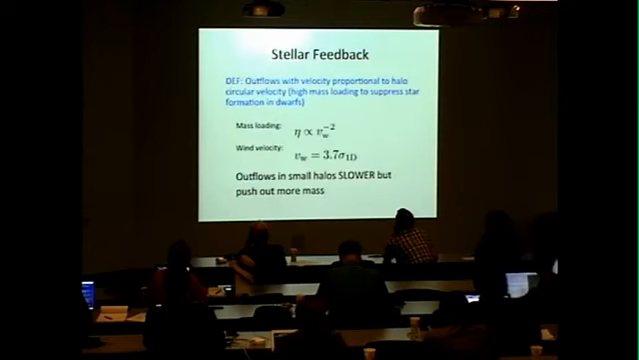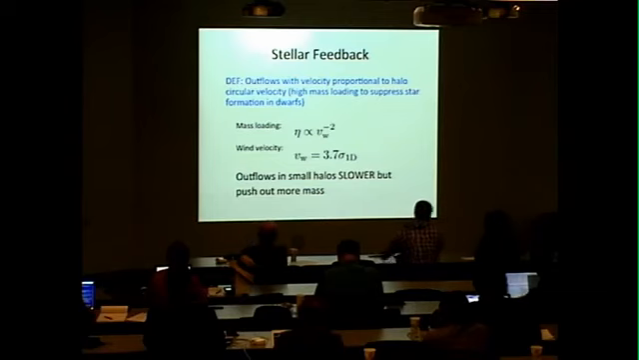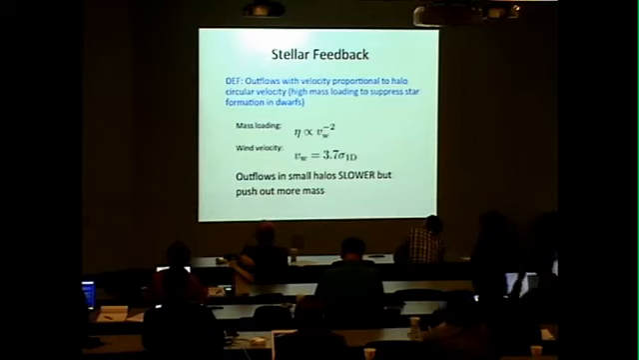The second thing that's going to be important is the way that the stellar feedback is implemented, so the way the energy from star formation reacts back on the gas. This is the detailed model that we've been using. I'm just going to go through it a little bit in case some people are not familiar with it. Each star will drive outflows. The outflows will have a velocity proportional to the circular velocity of the halo in which they find themselves. This is designed to produce a high mass loading in very small halos, so the star formation gets suppressed more, and we can better match the stellar mass function at the low end.